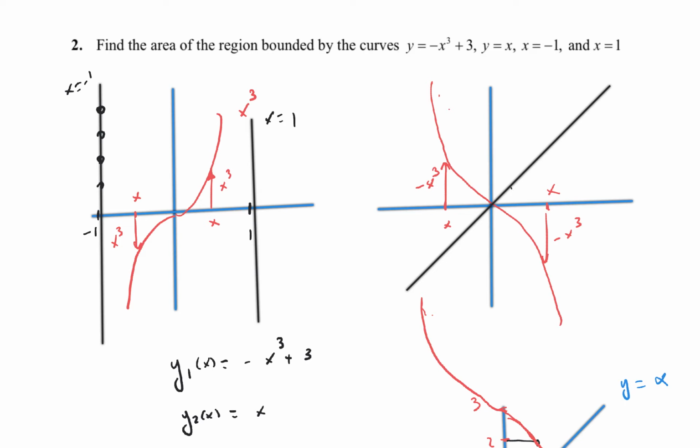The angle here is 45 degrees, and this is y equal x. This is the line y equal x. Now let's learn how to graph y equal minus x cubed plus 3.